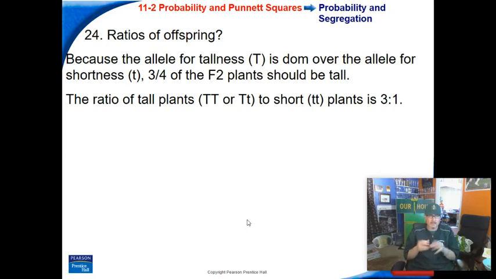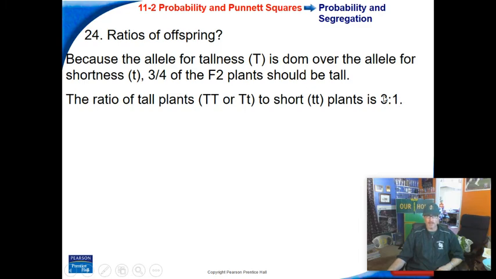This is the easiest way to get from a fraction to a ratio, okay? So 3/4 tall to 1/4 short. You take the 3, that represents this number. And then you take the 1/4 for short, that represents this number. It's a 3-to-1 ratio, tall to short.